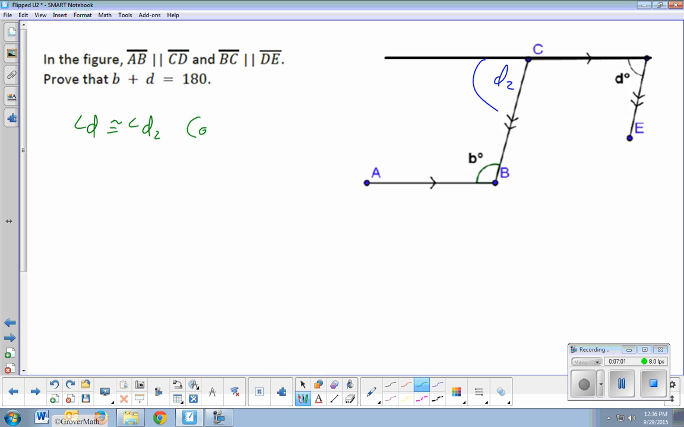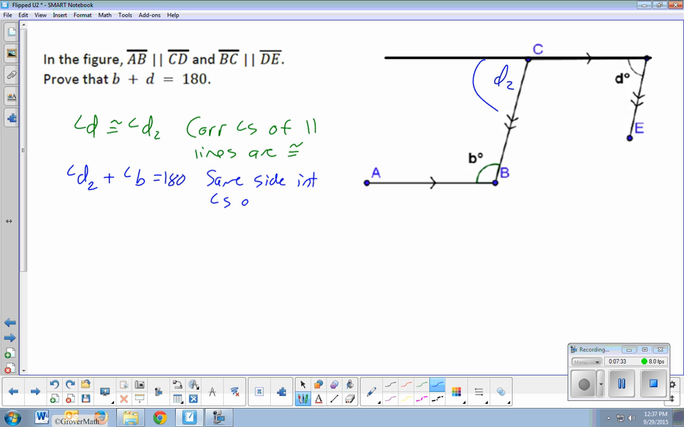All right, so angle D is congruent to angle D2 because corresponding angles of parallel lines are congruent. And then we got that angle D2 plus angle B equals 180 because same side interior angles of parallel lines are supplementary.